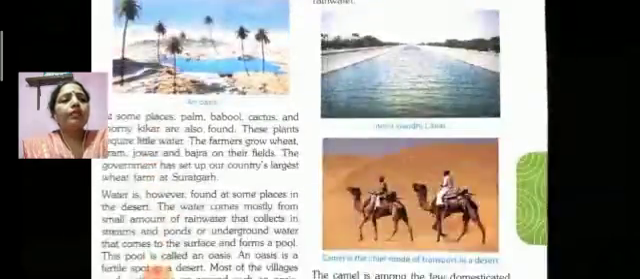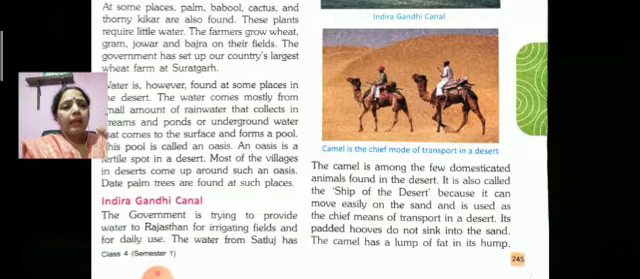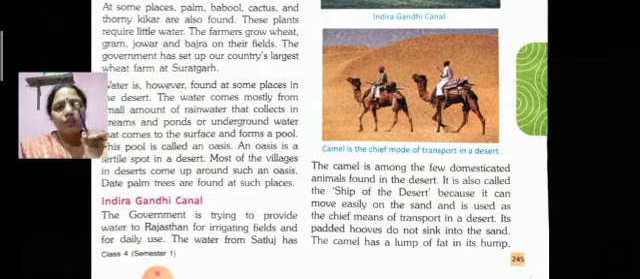So now we will know about the camel and the features of camels. The camel is the cheap mode of transport in the desert. The camel is among the few domesticated animals found in the desert. It is also called the ship of the desert. You have to remember it. The camel is called the ship of the desert because it can move easily on the sand and is used as the cheap means of transport in the desert. Its padded hooves do not sink into the sand. The camel has a lump of fat in its hump.